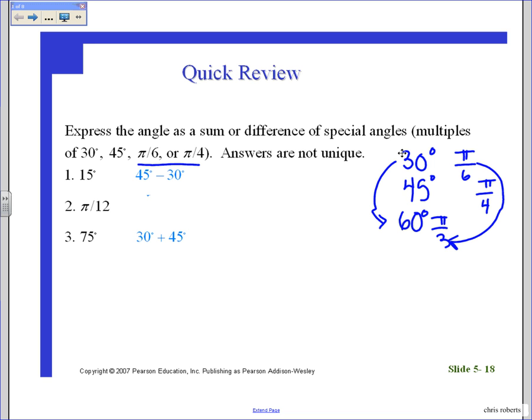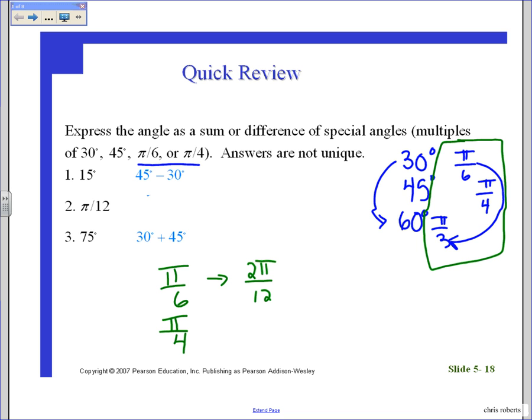Now the pi over 12 is a little bit more convoluted to see by looking at the pi over 6, pi over 4, and pi over 3 radian measures. So what we can do here, since we have that as over 12, let's take all these and convert them. So let's take pi over 6, and we can say that that's the same as 2 pi over 12. We can take pi over 4, and we can say that that is the same as 3 pi over 12. And lastly, we can take pi over 3, and we can say that's the same as 4 pi over 12.